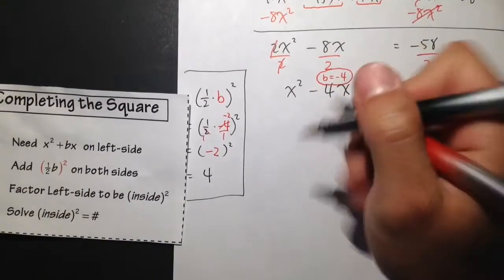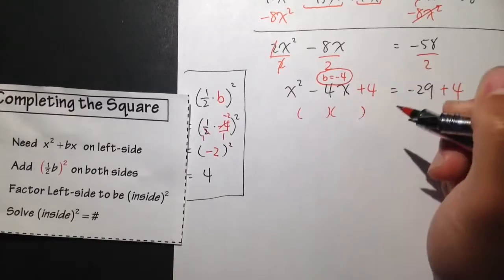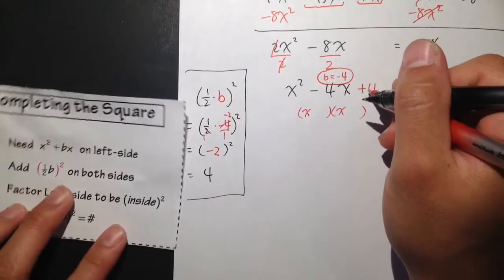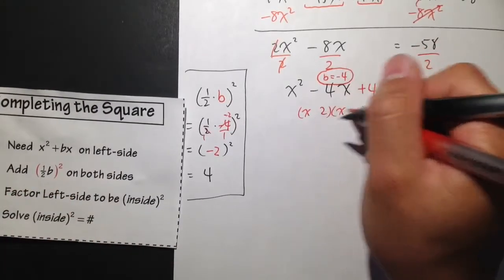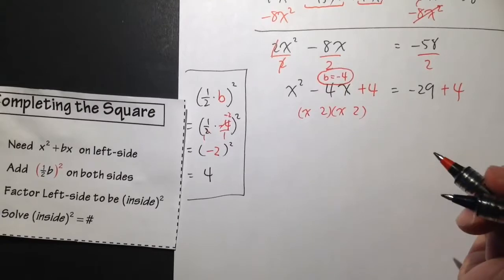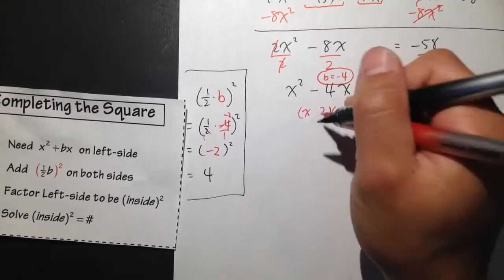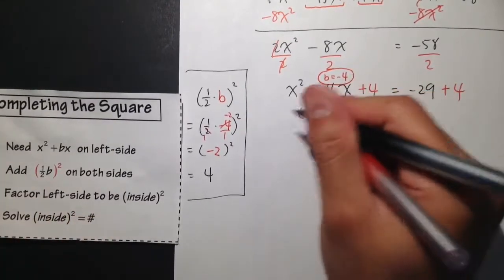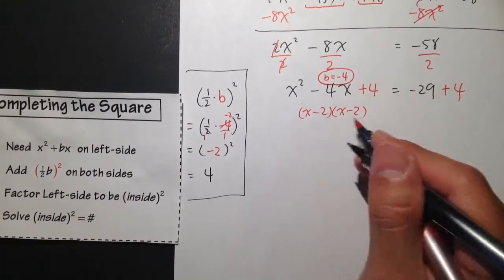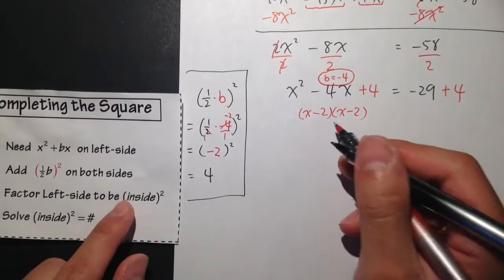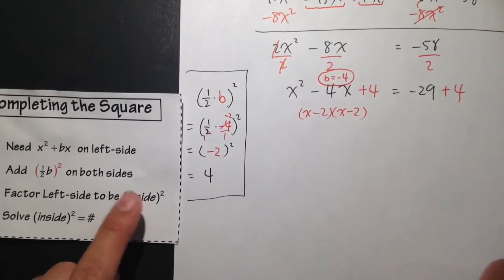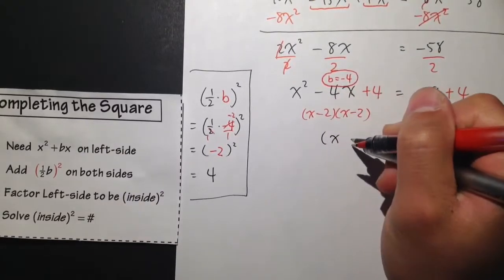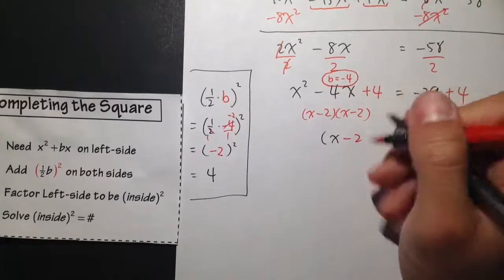To factor this out, let's see, parentheses, I will have the x and x, and to get positive 4, I will need a 2 and 2, right? 2 times 2 is equal to 4. But I want to have a negative 4 at the end, so let's put negative 2, right? So on the left hand side, I have x minus 2 times x minus 2. So just as we said, since these two are the same, we can just write that as something inside. We can write this as x minus 2 squared.